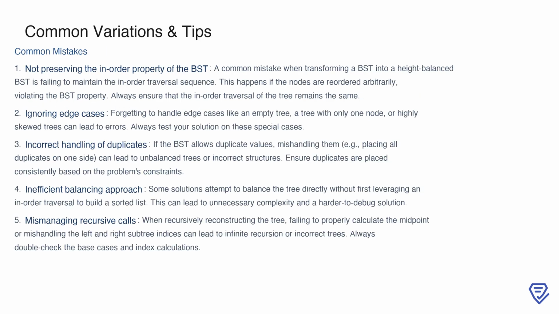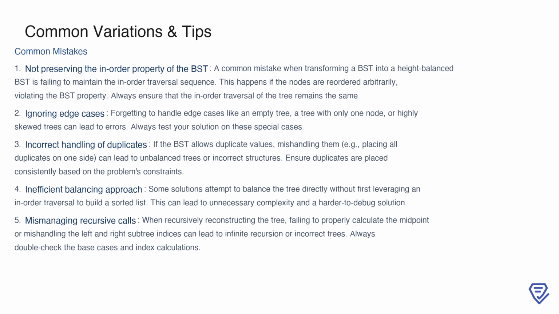When rebalancing a binary search tree, there are several common mistakes to watch out for. First, it's crucial to preserve the in-order property of the BST. This means the nodes must remain sorted when you traverse the tree in order. Rearranging nodes arbitrarily can violate this property, leading to an invalid BST. Next, edge cases like empty trees, single-node trees, or highly skewed trees often get overlooked. These scenarios need special handling to ensure your solution is robust.